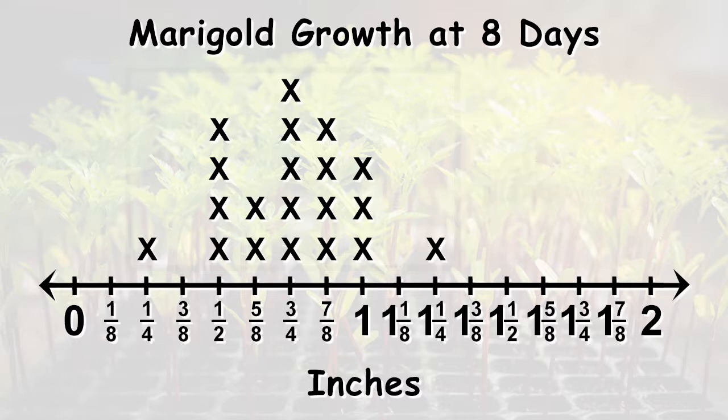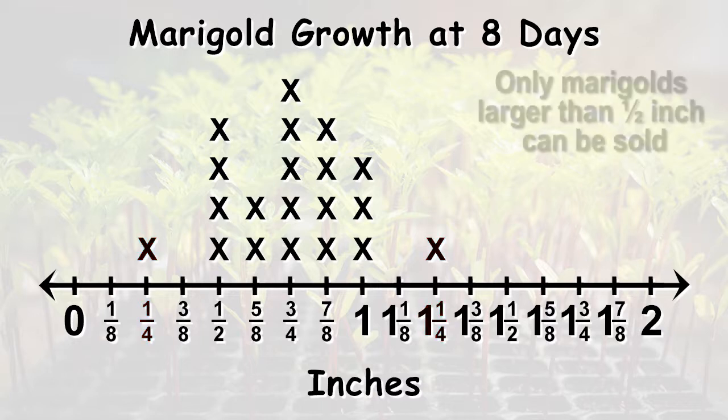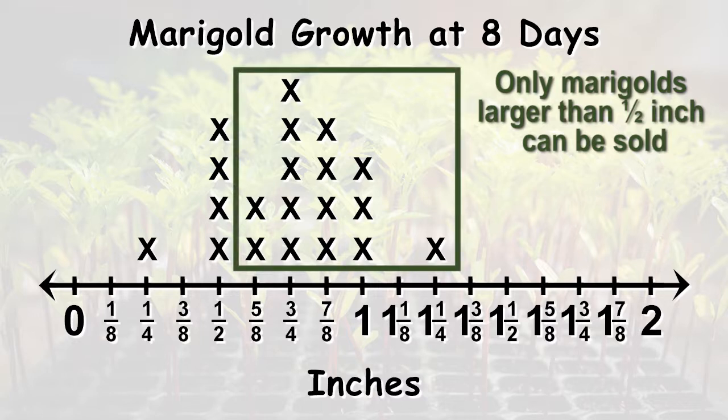We can also quickly note the shortest and tallest plants. The shortest plant measured 1/4 of an inch, and the tallest plant measured 1 1/4 inches. If only marigolds with growth larger than a 1/2 inch could be sold, we can discover the number of plants ready to be sold is 15.